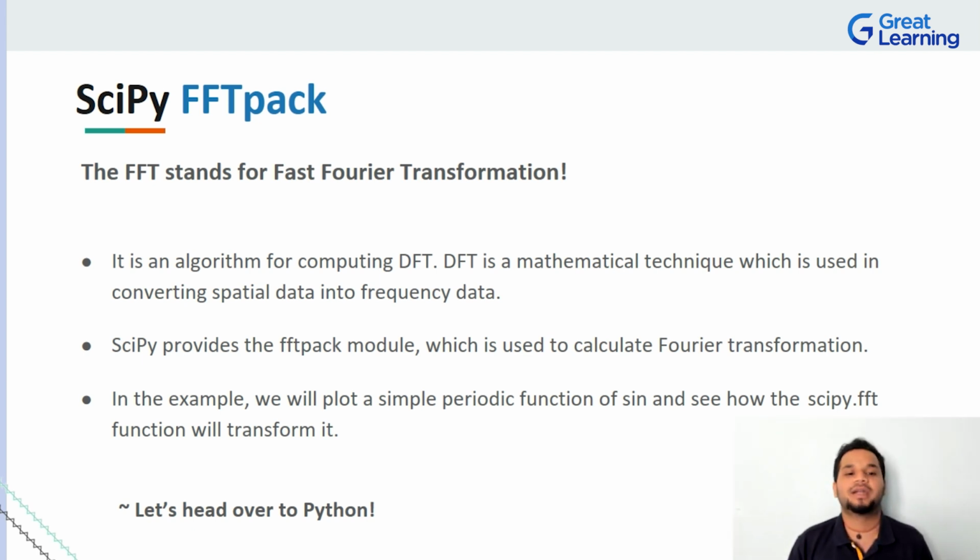DFT is a mathematical technique where you take all the spatial data around you and convert it into frequency data. Now, I'm not going to go into the depth of why they'd be doing this or how it is done in a detailed way, but a very simple example will show you how you can go about calculating the Fourier transformation.